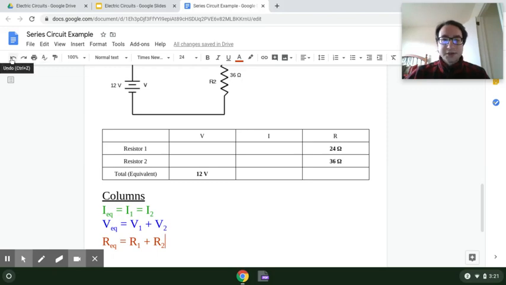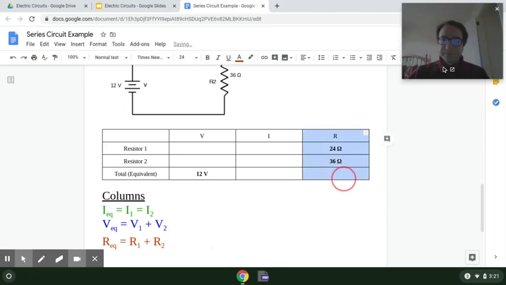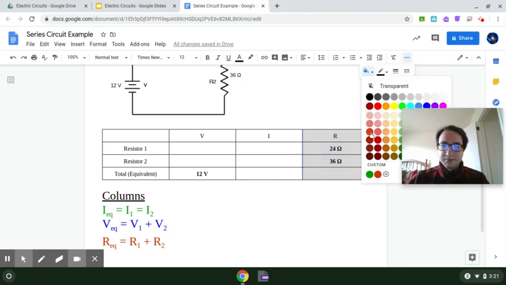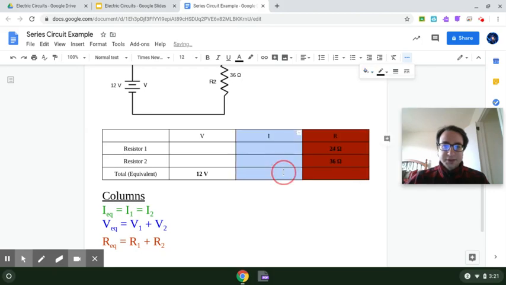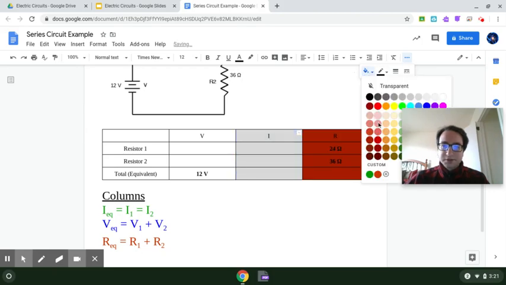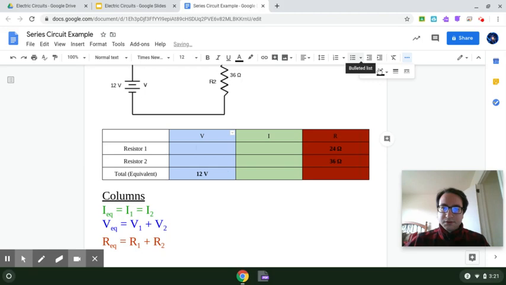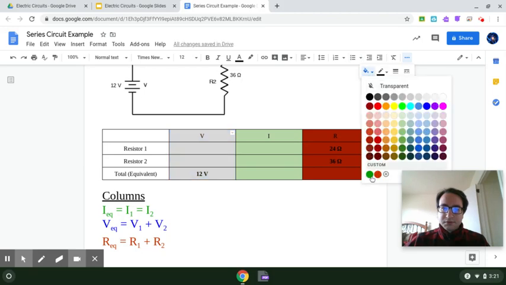I'm actually going to color in all these columns so they match the colors of my equations, just to make it even more obvious what's going on. So the R equations, the I equations, make them green. And the V equations.